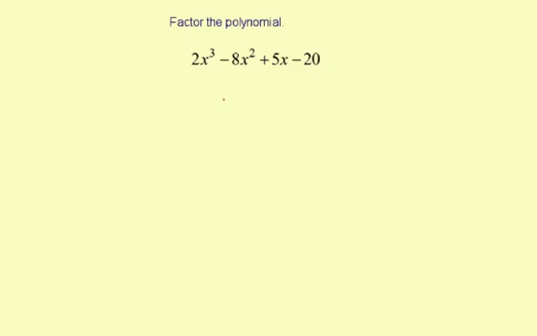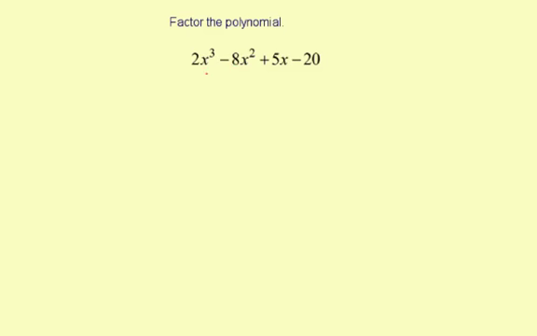So what you want to do first is look and see if there's anything in common with all four terms. 2, 8, 5, 20. No, there's nothing in common with all four of these terms, so you can't take something out, which is called a monomial. You can't take that out first. So now we're going to look for factor by grouping.